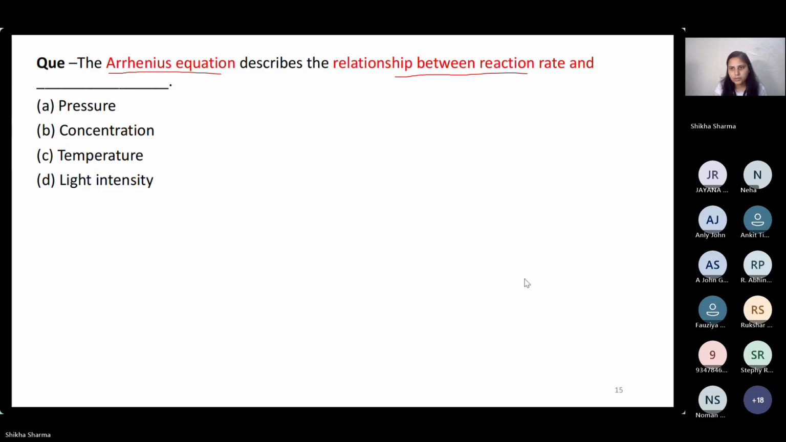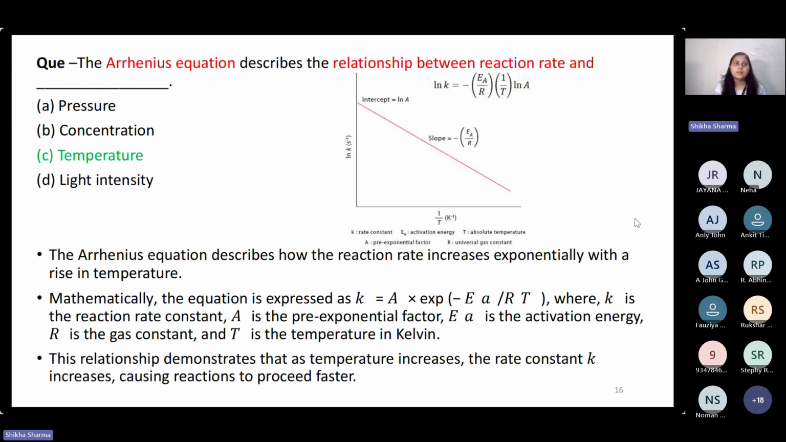C, B, okay. Concentration, temperature. Mostly we are getting C or B. Okay, let's see the Arrhenius equation and its relation. So the answer is temperature.